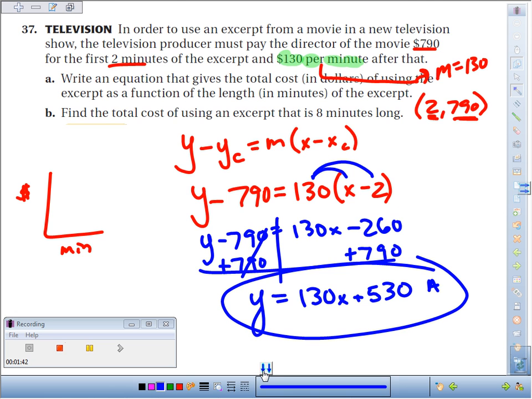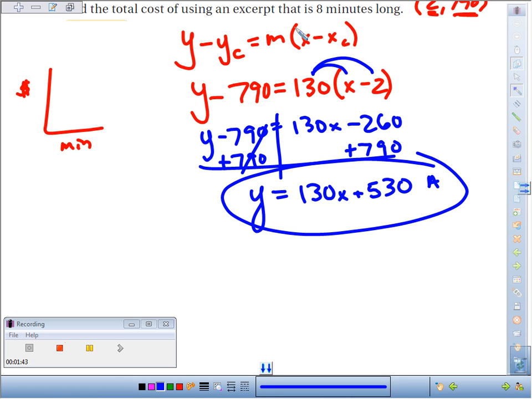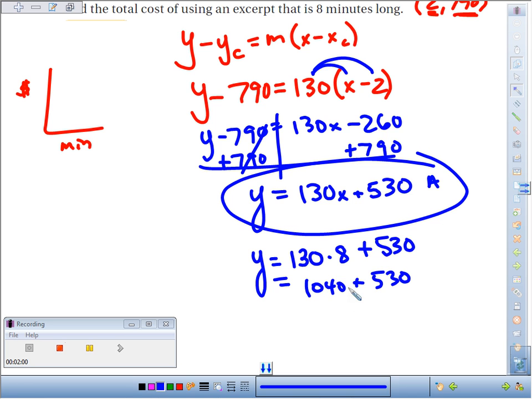Part B, use the equation to find the total cost of an excerpt that is 8 minutes long. So we'll just substitute 8 in for x, because that represented number of minutes. 130 times 8 plus 530. What's that going to be? 800 plus another 200, 1,040 plus 530. I think we end up getting $1,570 would be our answer for part B.